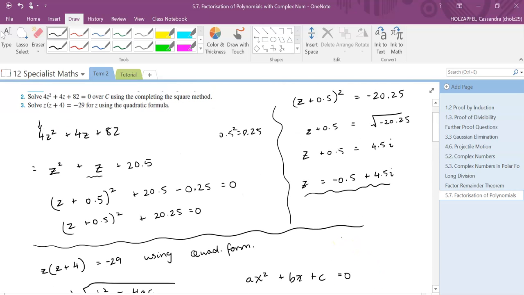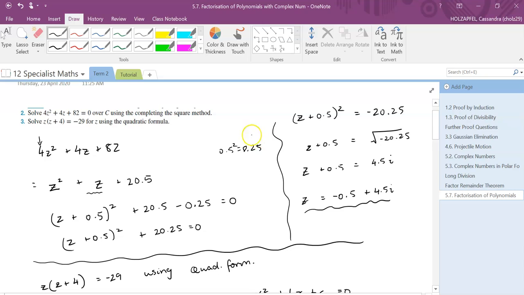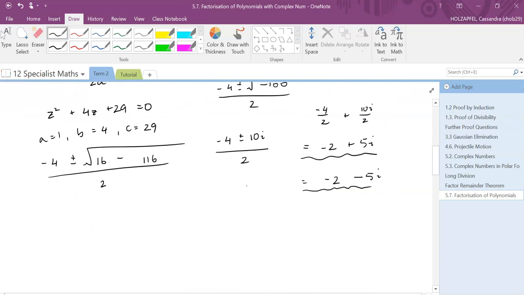I think I just realized that I've forgotten to find the positive or negative version of that here, but you guys get the point. One of these is going to be plus 4.5i, and one of them will be minus 4.5i for the two roots.